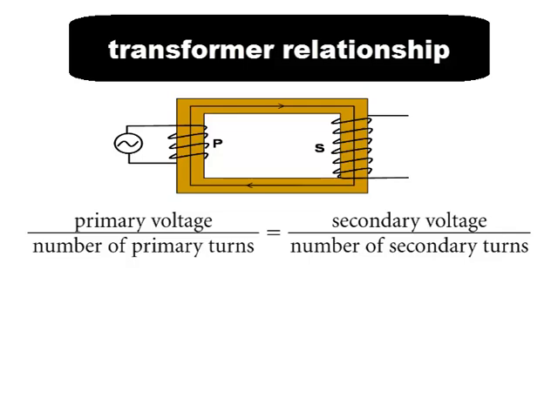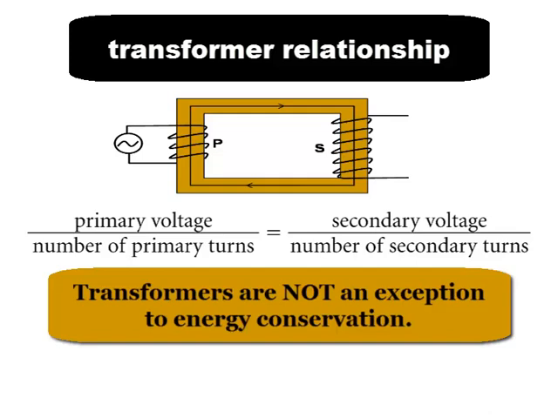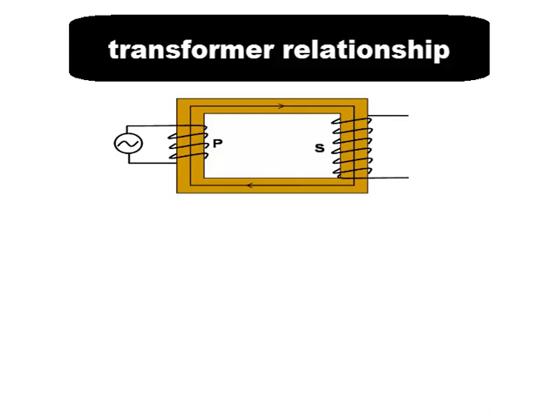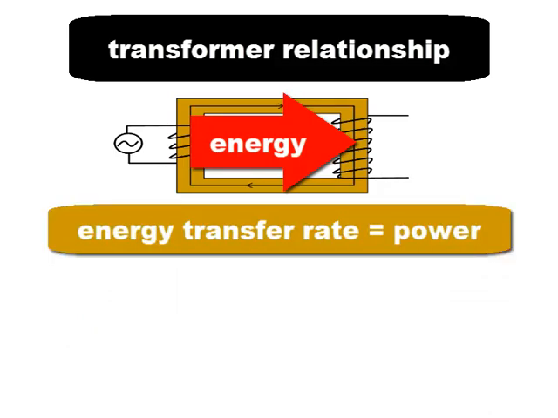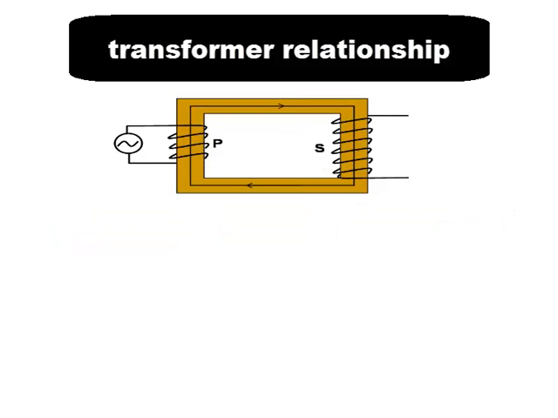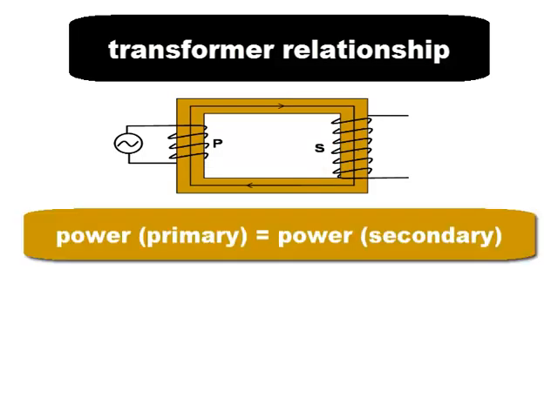You don't get something for nothing with a transformer that steps up the voltage. Energy conservation is always in effect. The transformer actually transfers energy from one coil to the other. The rate at which energy is transferred is the power. If the slight power losses due to the heating of the core are neglected, then the power going in equals the power coming out.